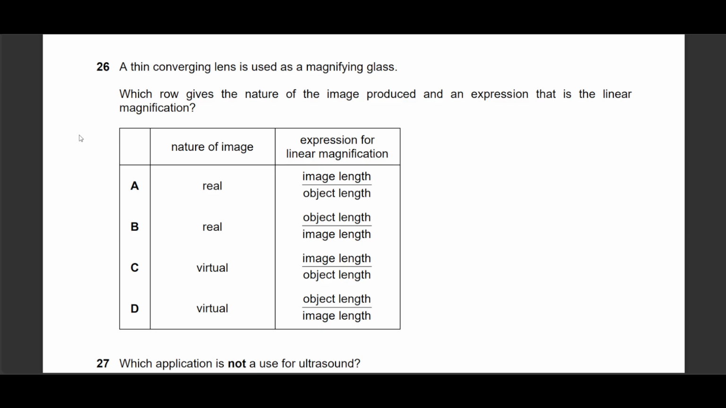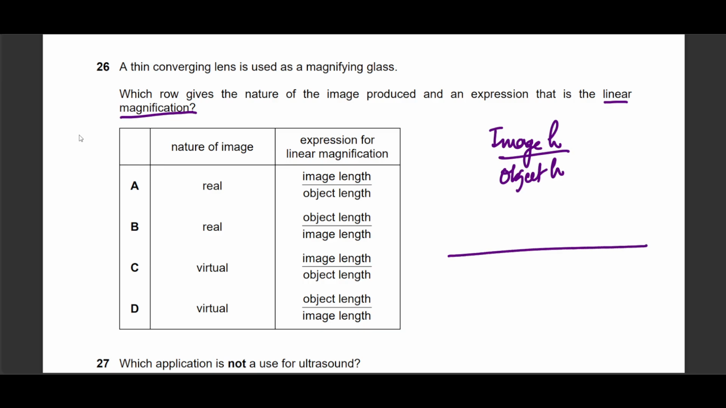So 26: a thin converging lens is used as a magnifying glass. Which row gives the nature of the image produced and an expression for the linear magnification? Linear magnification has a very simple formula. It's always the height of the image being formed divided by the object height. If this is your object and this is your image, then this is the height we're talking about, which is mentioned as length in this question, which is fine.